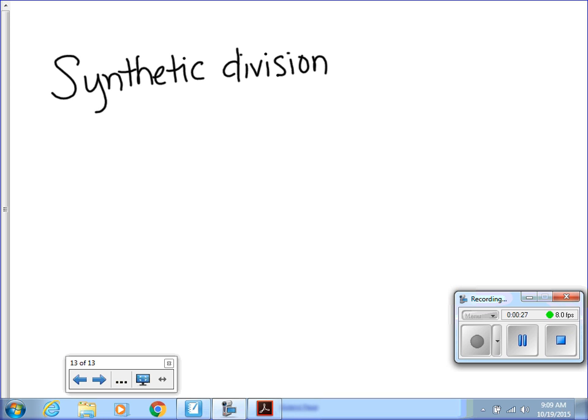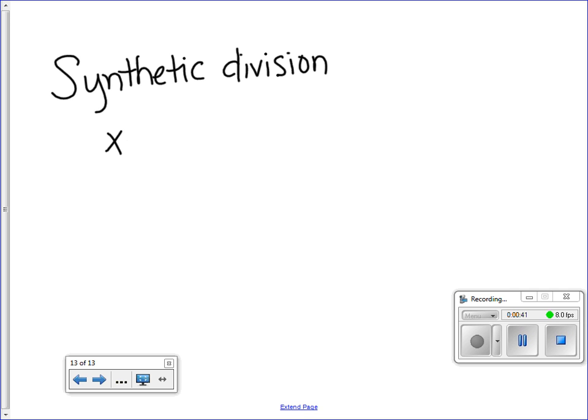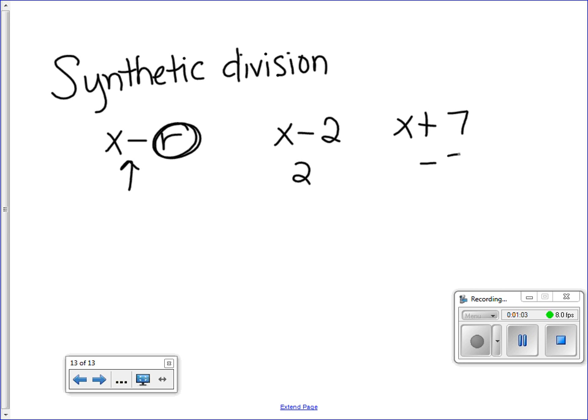Synthetic division is basically a shortcut for long division, which is fantastic. When you use synthetic division, you can divide by x minus a root, but you're actually going to use the actual root. You don't use this part. So if it's x minus 2, what's the root? 2, okay? If it's x plus 7, what's the root? Negative 7, okay? You use the root.